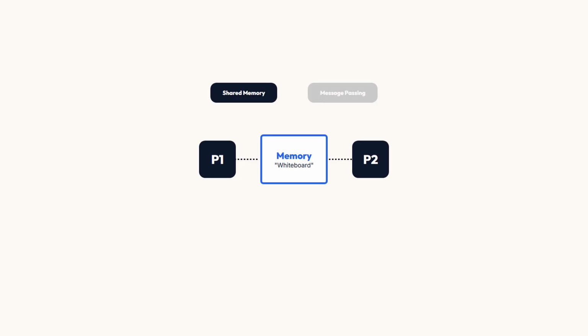Think of it like a shared whiteboard. This is the fastest method, because there is no copying of data through the OS. But there is a big challenge. Since both processes can access the same memory, they must coordinate carefully. Otherwise, they might overwrite each other's data. So shared memory is fast, but tricky to use correctly.